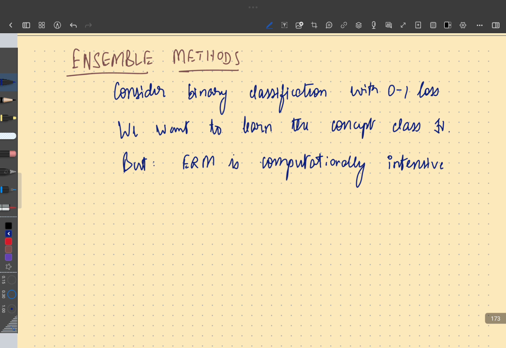Okay, so we can't do ERM. So is there a way of designing a learning algorithm that eventually gives you a small training error? Right now we'll only focus on designing an algorithm that can achieve arbitrarily small training error. We know that if we do ERM, then we can achieve zero training error.